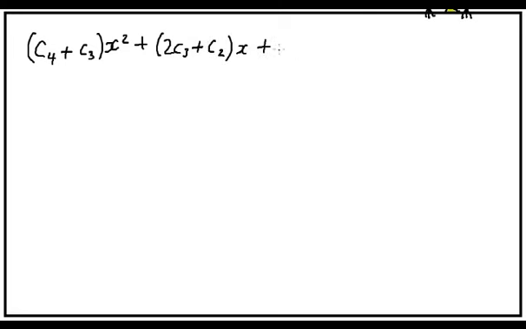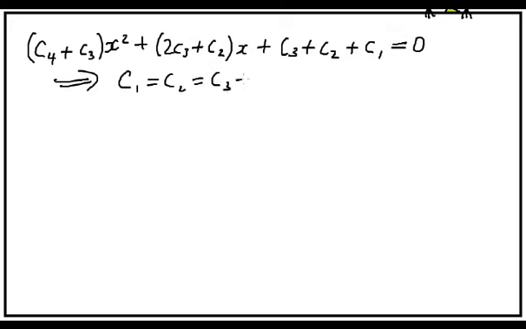Coming back to where we were, and where we were was that we have computed the expression in the definition of linear independence to be c4 plus c3 times x squared plus 2c3 plus c2 times x plus c3 plus c2 plus c1. And the definition of linear independence says that whenever this is 0, this should imply that all the c's are also 0.